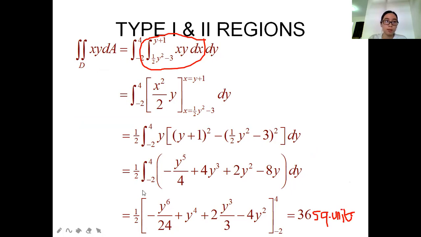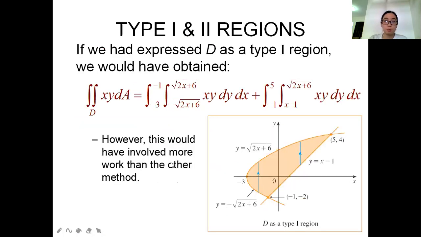So, let's proceed with the next. If we had expressed D as a type 1 region, we would have obtained a more complicated function, and more complicated limits. We can solve this one as well and arrive at the same answer, but of course it is more complicated. It would take much of your time.